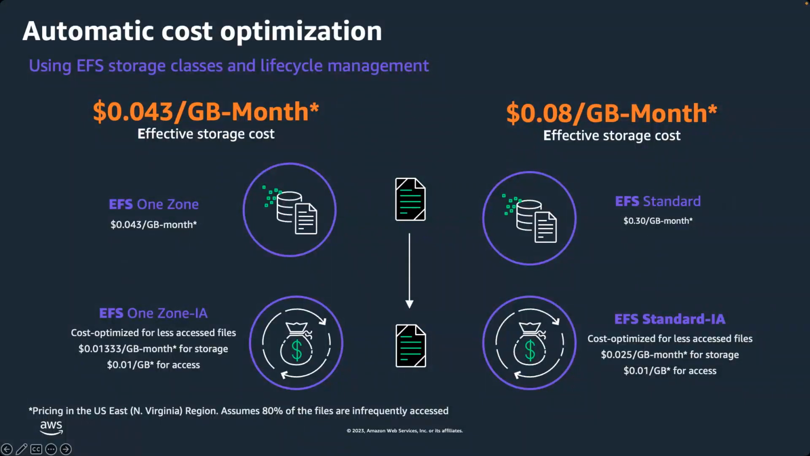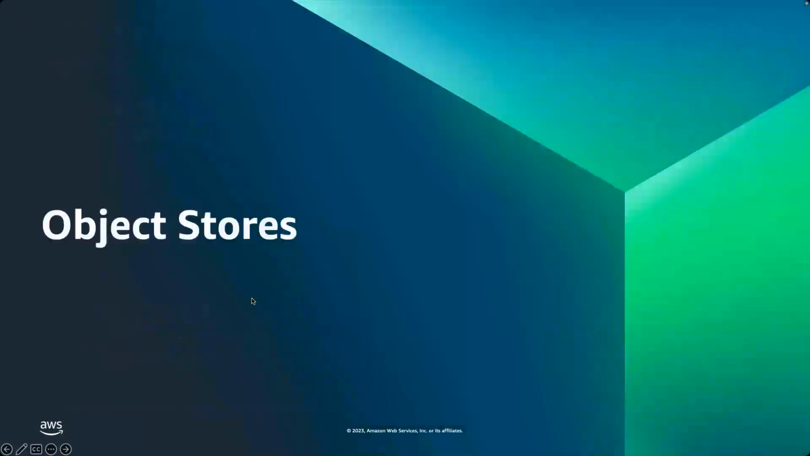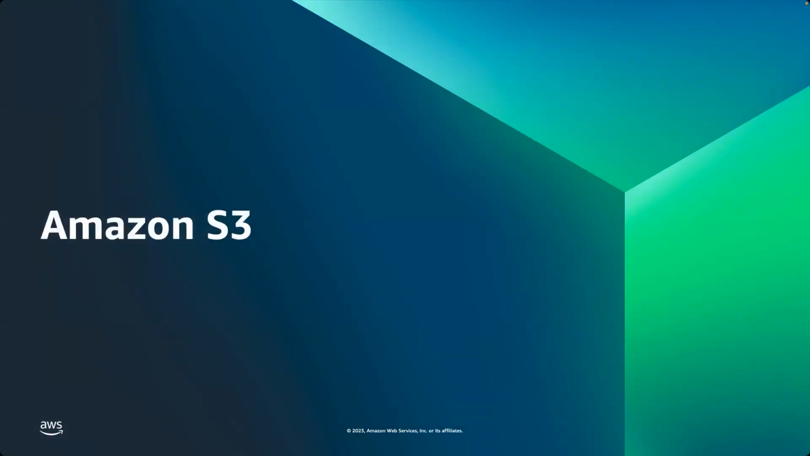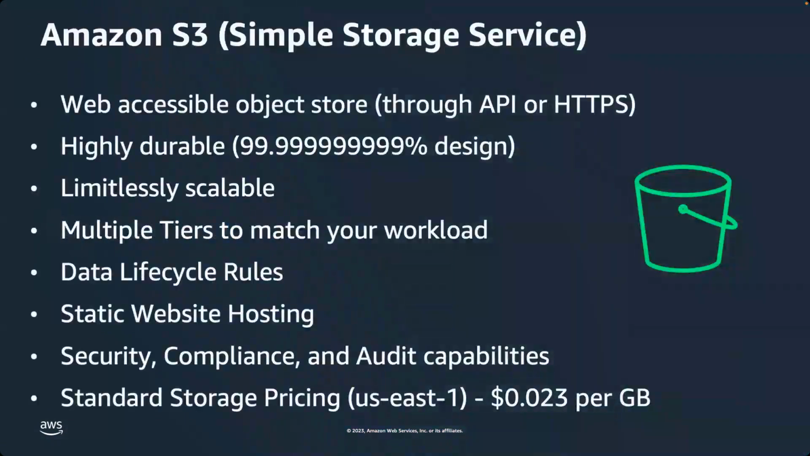And yeah, essentially that's it for the file storage. Let's go to the object storage, object stores, and talk about S3. So S3 is the most famous service in AWS in terms of storage, and it's widely adopted by customers because it's very versatile, and it has really a lot of different use cases that it can be used on.